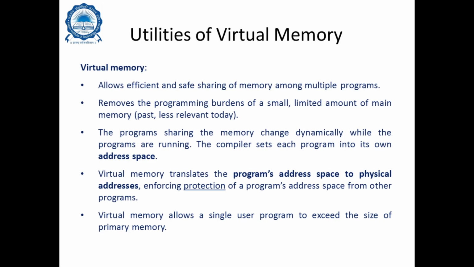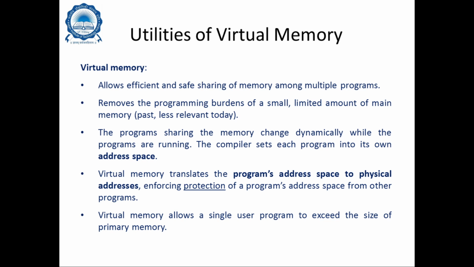Virtual memory allows efficient and safe sharing of memory among multiple programs. Multiple programs can actually use the same RAM address by the concept of virtual memory. It removes the programming burden of a small, limited amount of main memory. Since the programs sharing the memory change dynamically, the compiler sets up each program with its own virtual address space. So every program will have its own address space, which we call the virtual address space, and this is set up by the compiler.